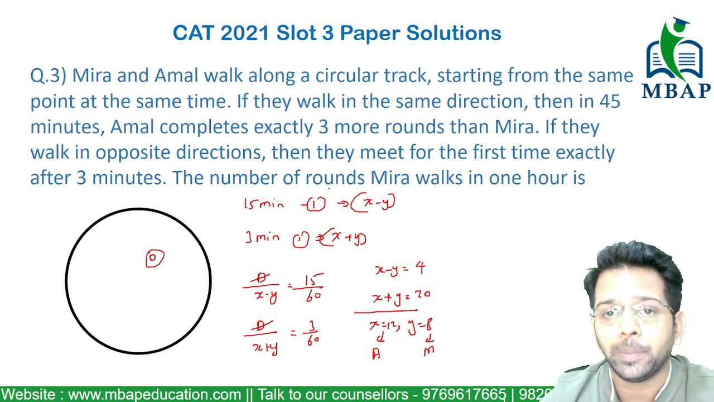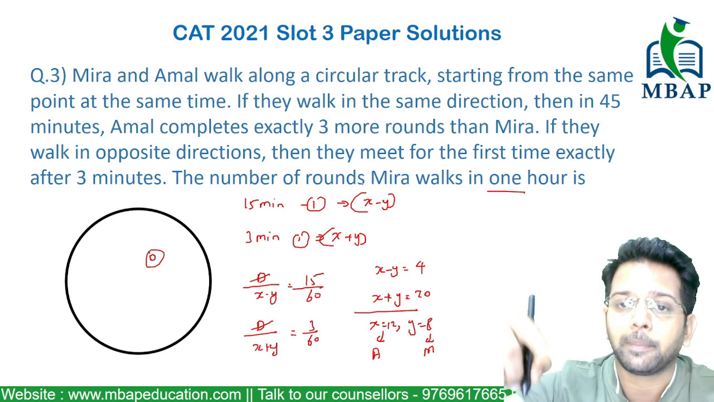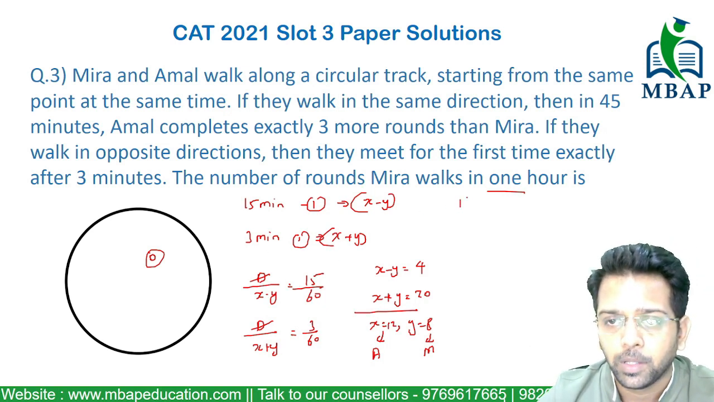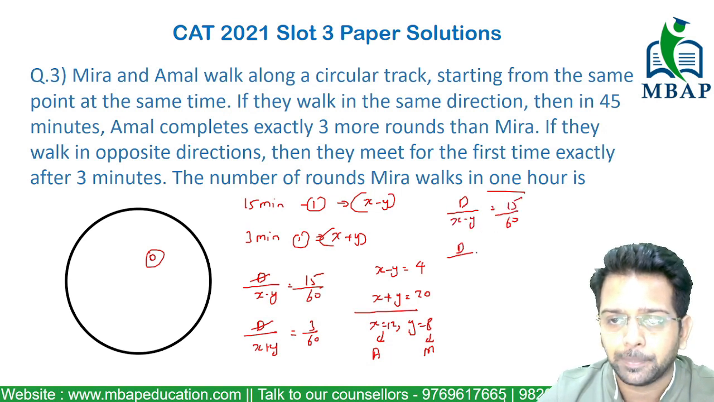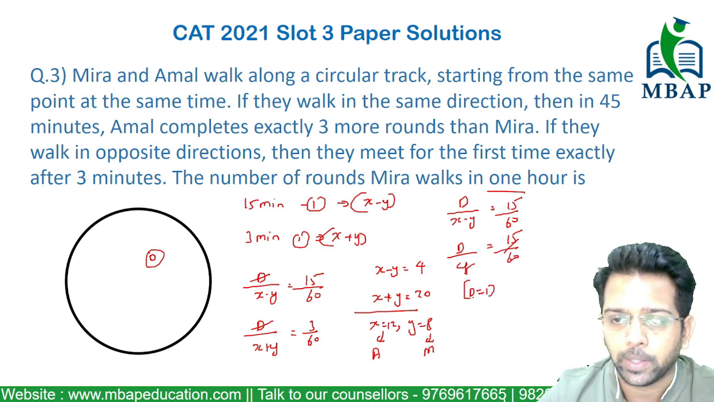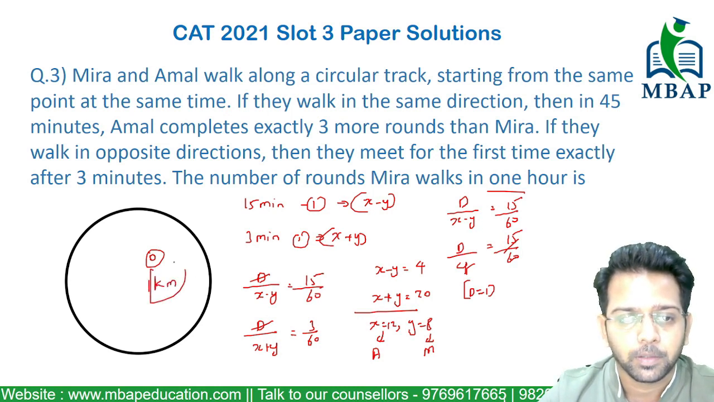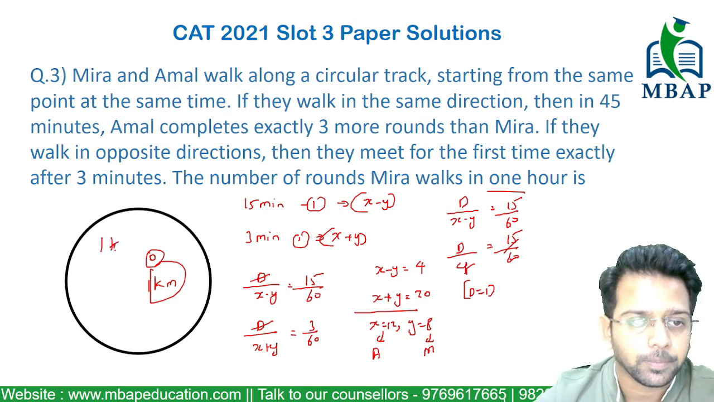Now the question is, in how many rounds does Mira walk in 1 hour? In 60 minutes, you want to see the number of laps Mira is doing. For that I need to find the distance also. Now it has been given to you that d upon x minus y is basically 15 upon 60. Let's keep d as d itself. X minus y will be 4 and this value will be 15 upon 60. So 4 getting multiplied here, you will get d as basically 1, which means the overall circumference is only 1 kilometer.